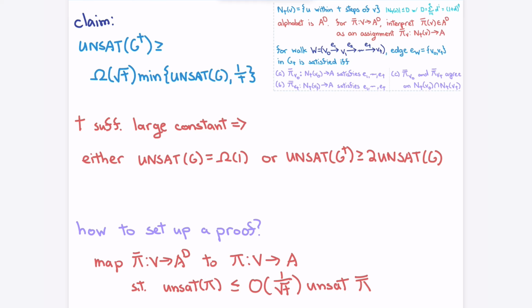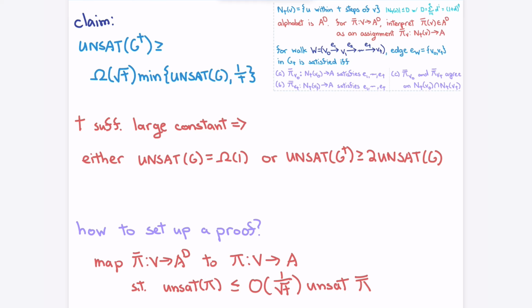So what we started last time is, to prove this claim, what we need to do is start with some labeling in the powered problem that achieves unsat of G^T. And we want to turn that into a labeling of the original problem. So this means it's assigning tons of letters to every vertex, and here's just one letter for every vertex.